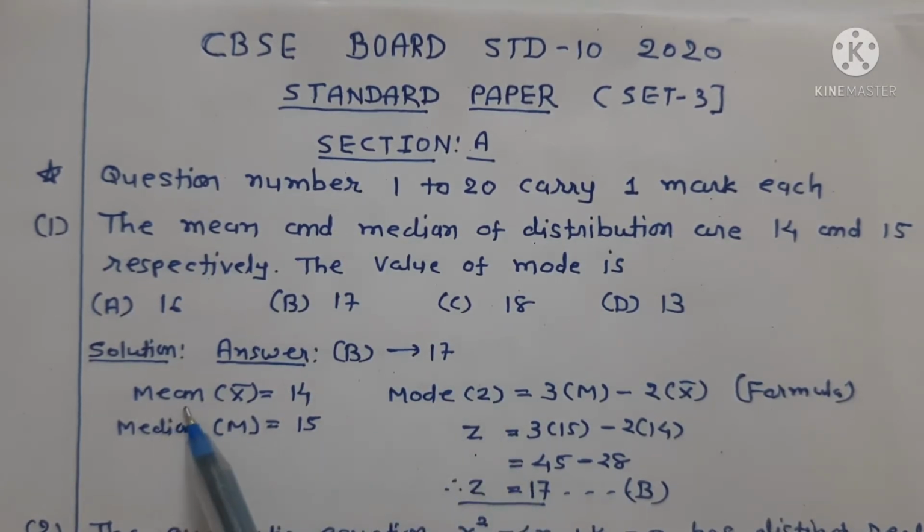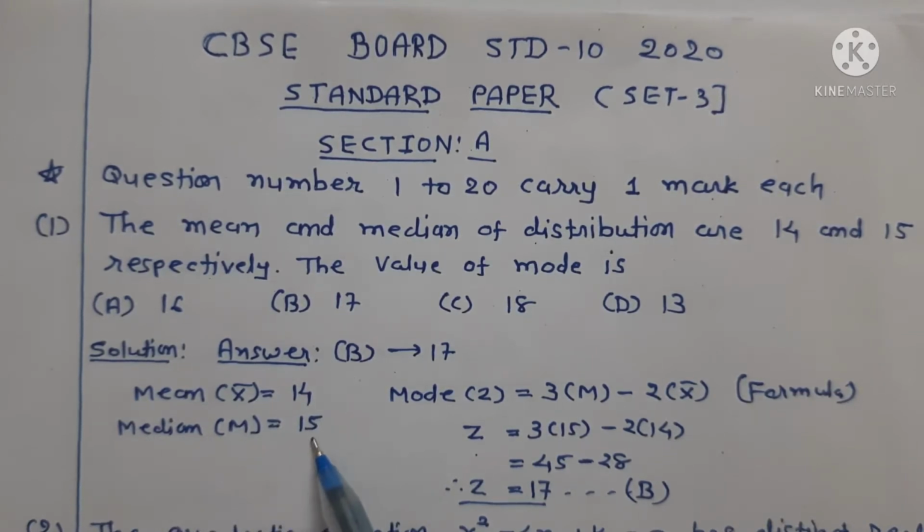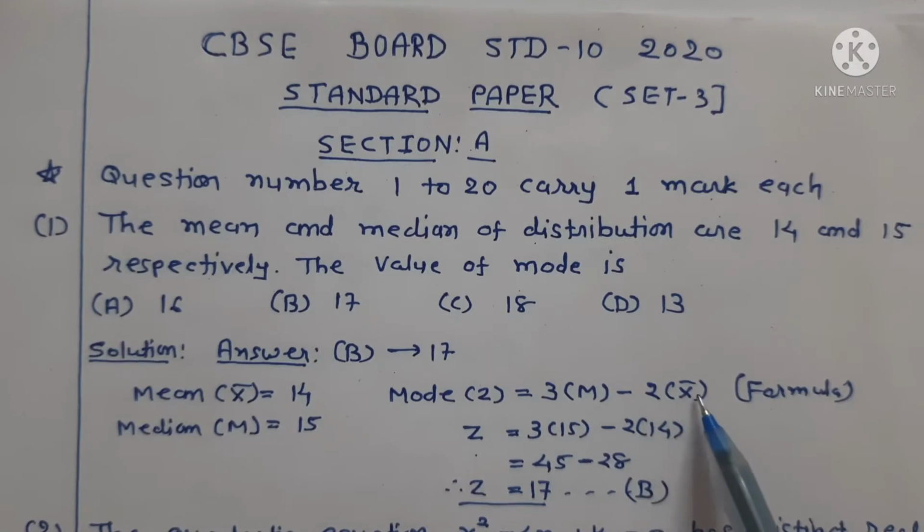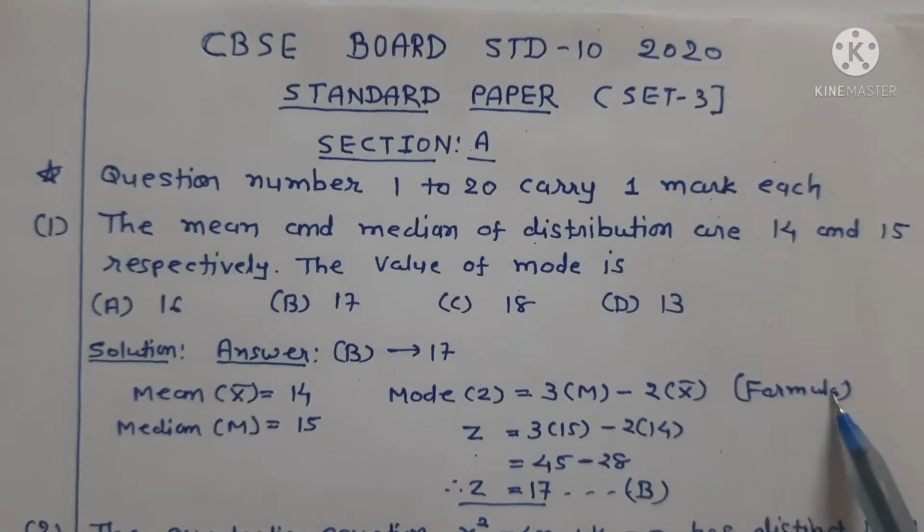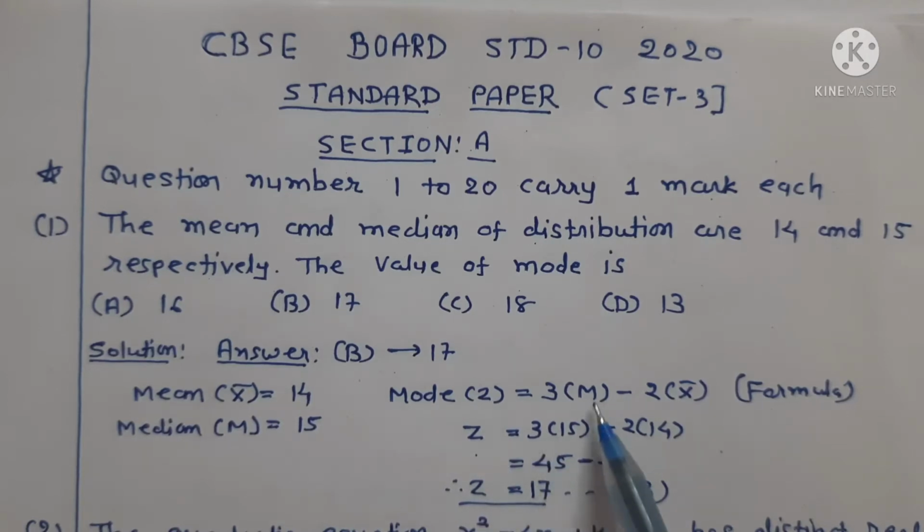Here given that mean x bar equal to 14, median M equal to 15, but we know the formula: mode Z equal to 3 into median minus 2 into mean. By putting the values, Z equal to 3 into 15, and x bar equal to 14 is given. 15 times 3 is 45, 14 times 2 is 28, 45 minus 28, Z equal to 17, means answer B.